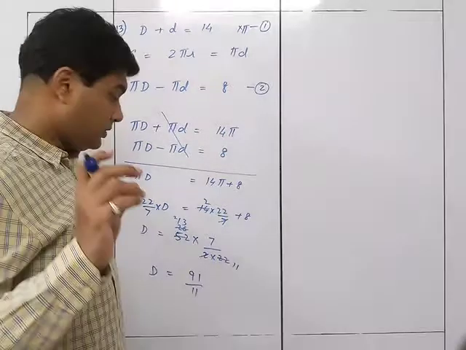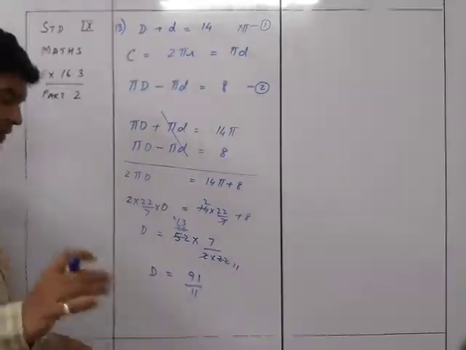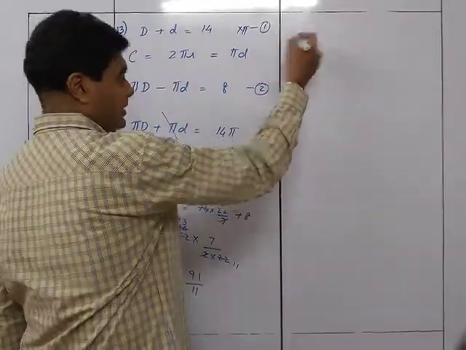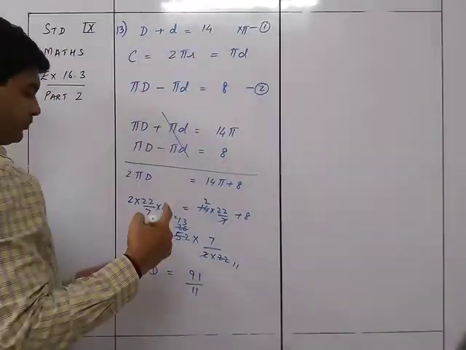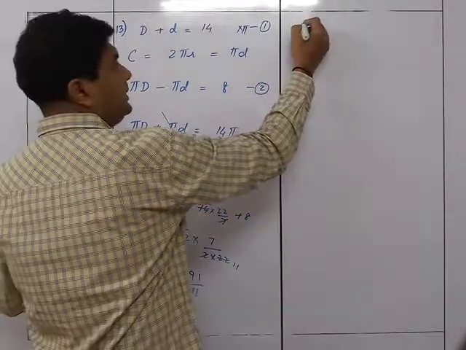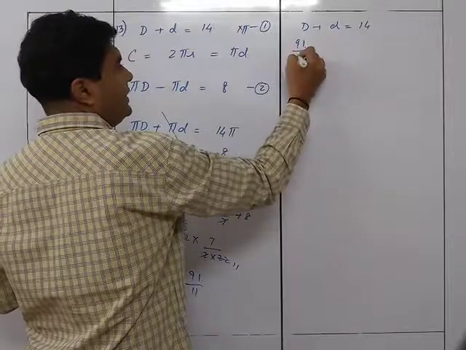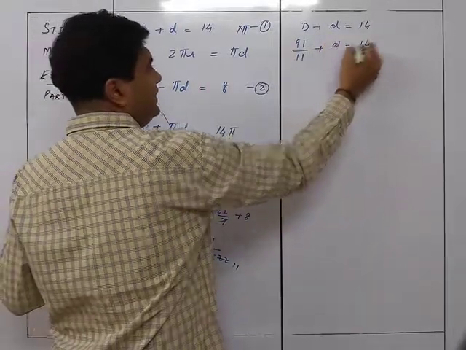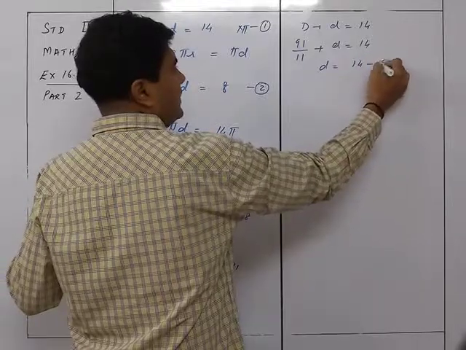Okay, they asked us to find out. We'll keep it this way right now, but then I'll give you a shortcut also. So they have given you the D as 91/11. So you can put that in this equation as D plus d is equal to 14. So 91/11 plus d is equal to 14. So d is equal to 14 minus 91/11.